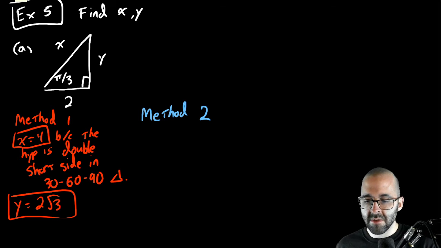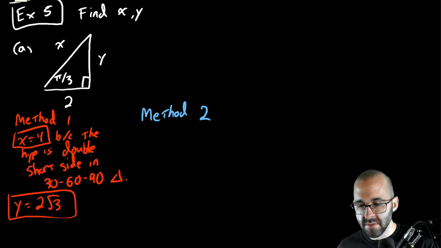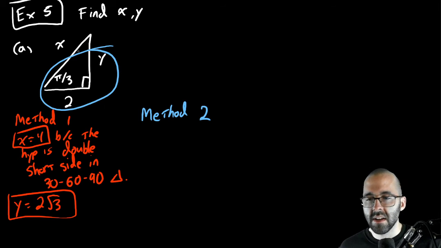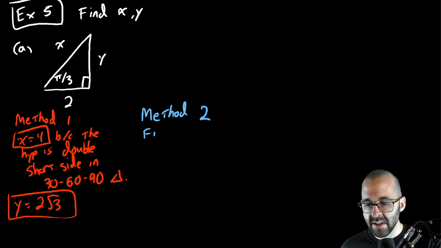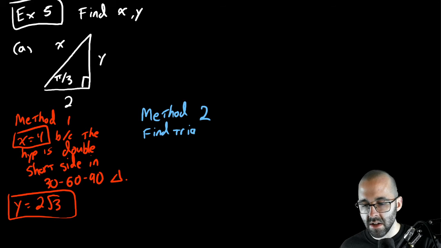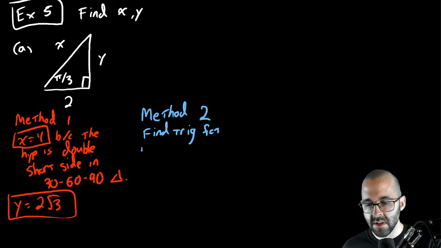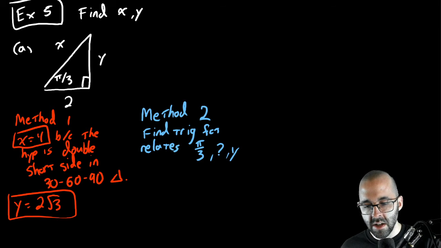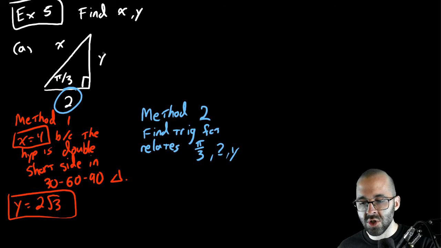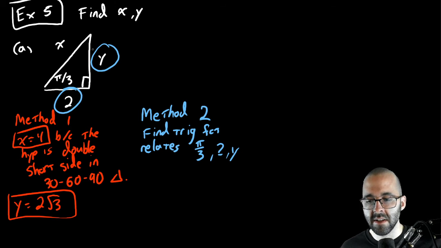The other method is using more traditional trig. I want to figure out what y is. We can find a trig function that relates two things that we know and one thing that we don't. So what trig function relates the adjacent side with the opposite side?